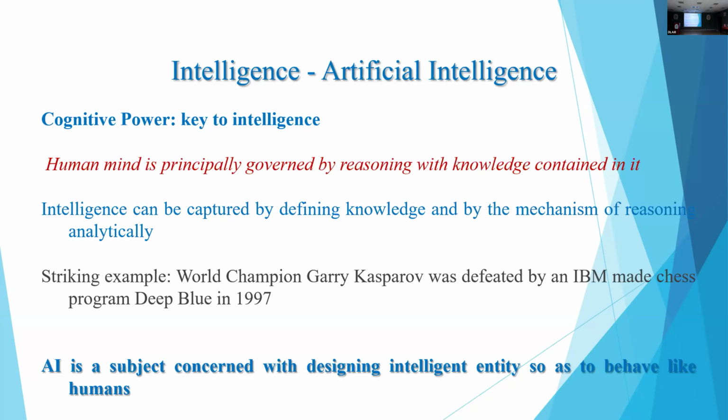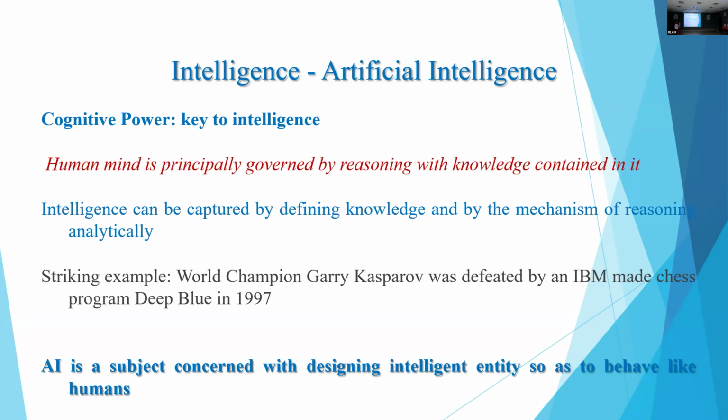Probably it was a threefold strategy: high-end computation, smart search techniques, and innovative multiprocessor systems. Nowadays we have very good processors. And if we have a very smart mechanism, a smart search technique, then probably we are done. We can find a very good quality solution even if the search space is quite huge. So AI is a subject concerned with designing intelligent entities so as to behave like humans.